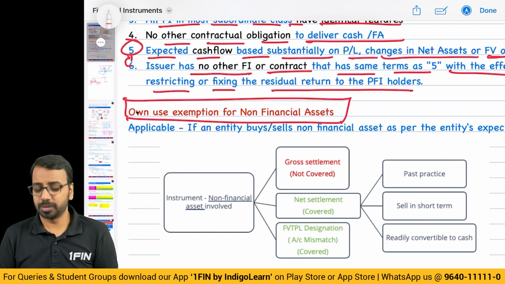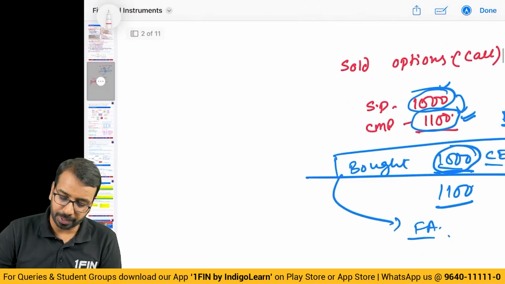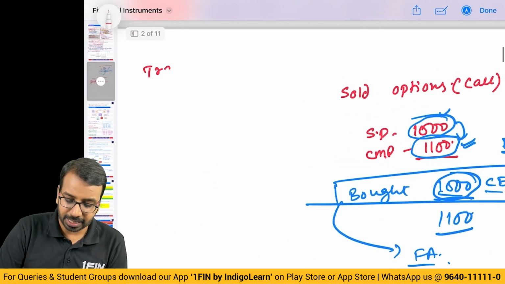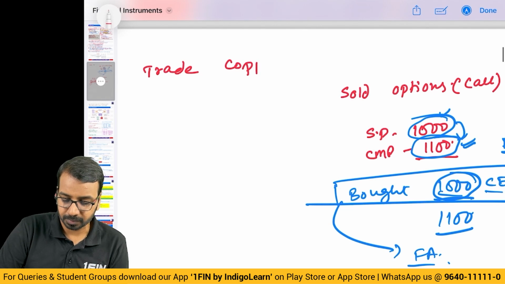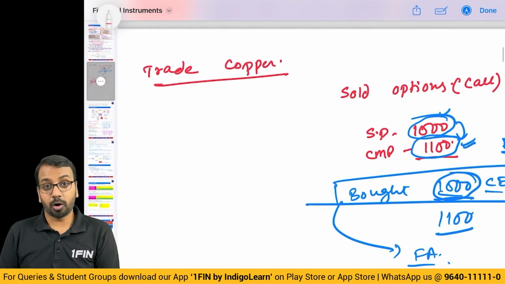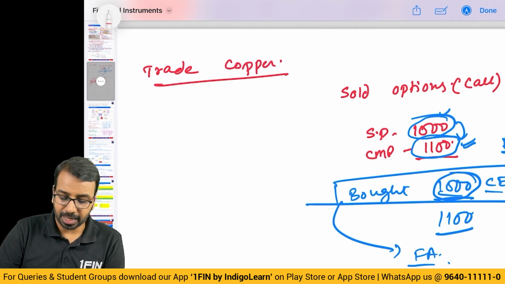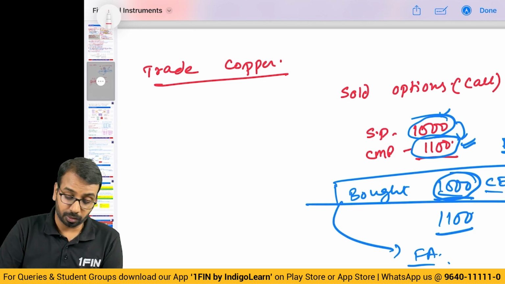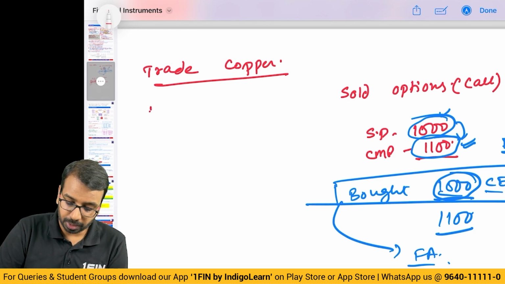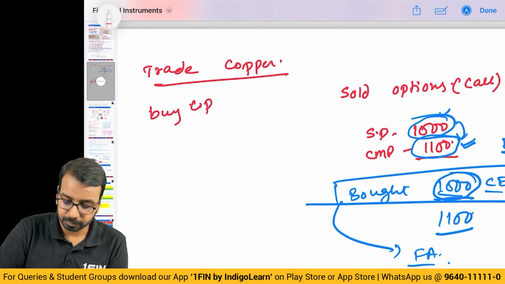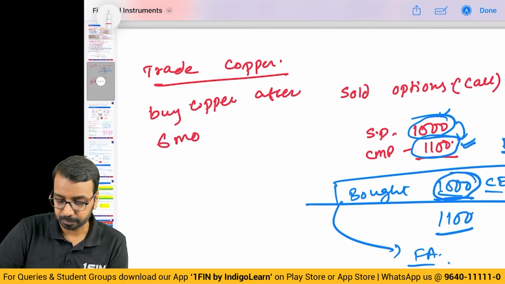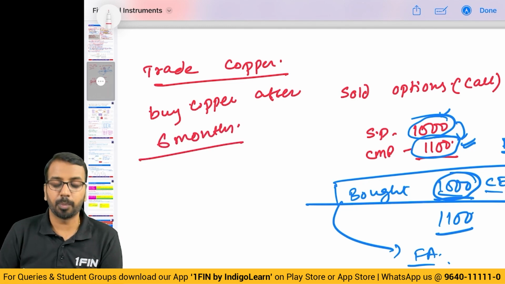Then we have another small concept of own use exemption for non-financial assets. Now what is this own use exemption? Again, an example would be better. Let us say I trade in copper. What I have done is I buy copper, I sell copper and all of that. I have entered into a contract to buy copper after 6 months.